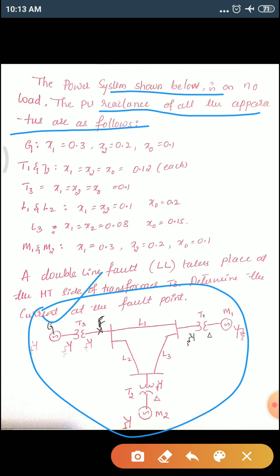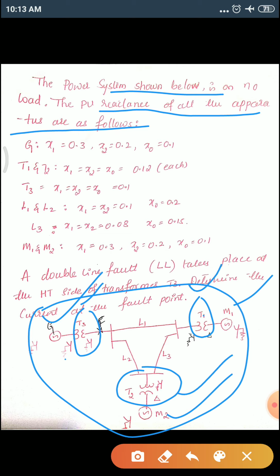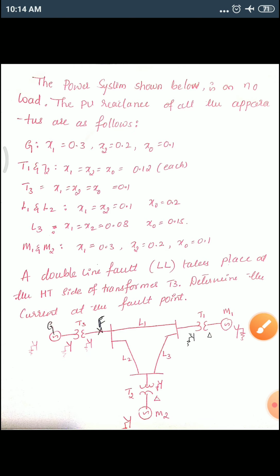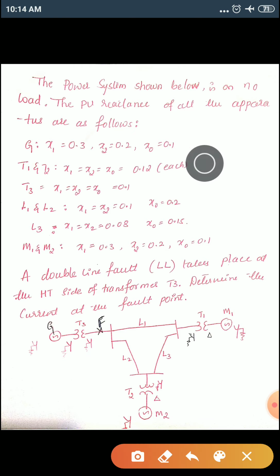Observe, this is the first generator, and machine 1, machine means motor 1, and motor 2. And we have transformers. Please be careful, this is transformer 1, this is transformer 2, and this is transformer 3. Don't take it as T1, T2 and all; it is T1, it is T2 and it is T3. That is the only thing we are supposed to remember. And these are the lines L1, L2 and L3. Based on this they have given each value.